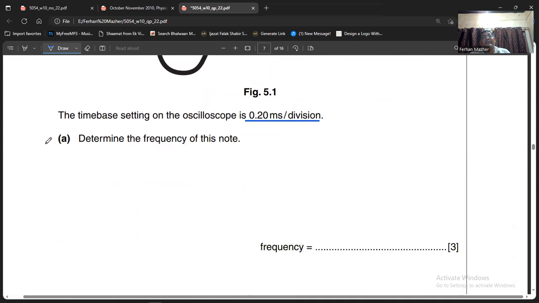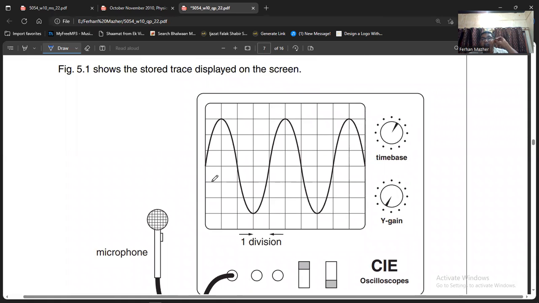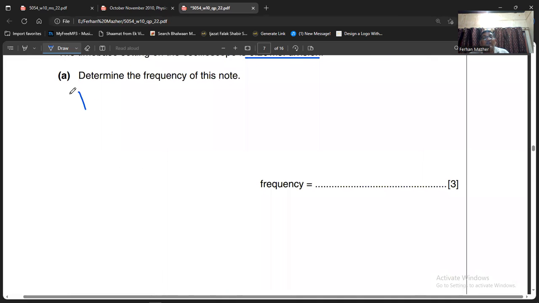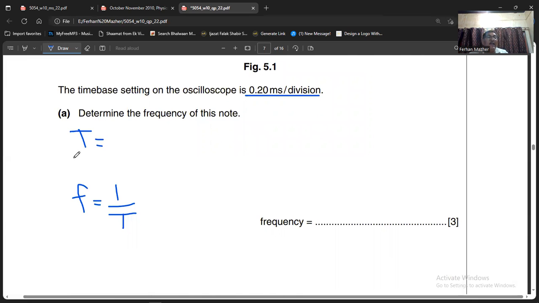Okay, so determine the frequency of this note. From this graph, I can tell the time period. So the strategy is, first of all, from the graph, I will tell what is the time period. Once I know the time period, then I will apply the formula that frequency is the reciprocal of the time period. But one thing you have to keep in your mind, when you are using this formula, the time must be in seconds. It cannot be in milliseconds.